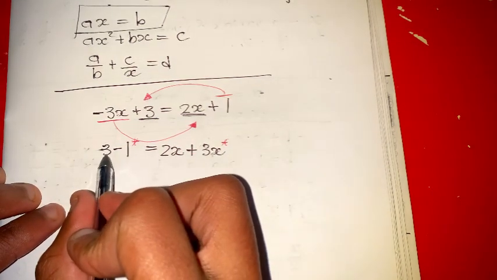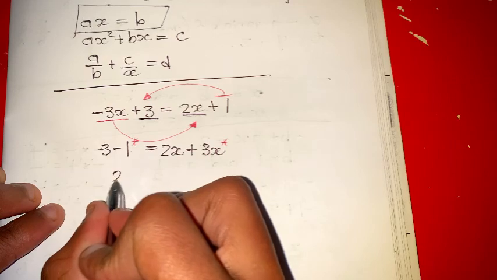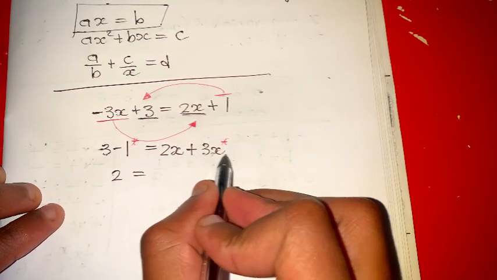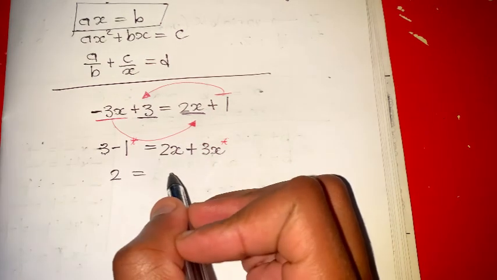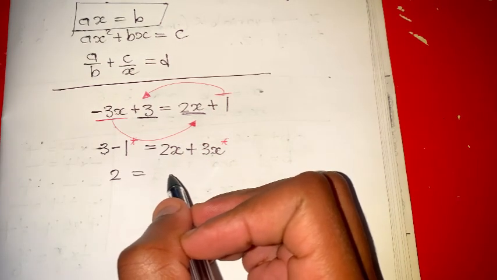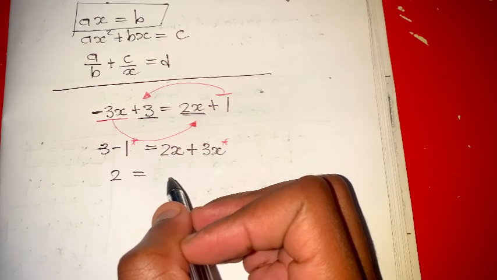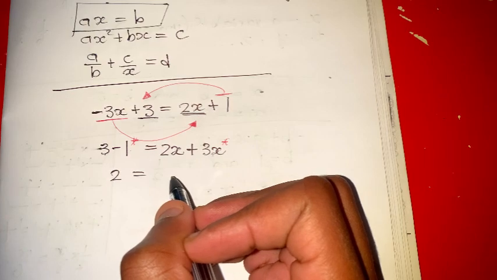So here is 2, is 3 minus 1. 3 minus 1 is 2. 2x plus 3x is 5x. So if you have 2 bananas and you have 3 bananas, you have 5 bananas. But if you have 2 bananas and 3 apples, you don't have 5 apples and you don't have 5 bananas. You still have 2 bananas and 3 apples.